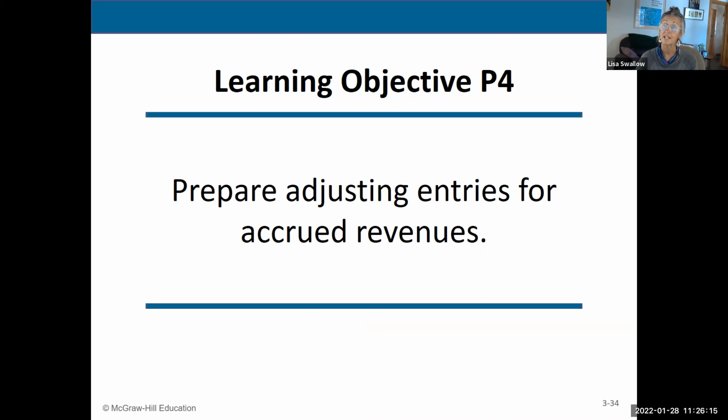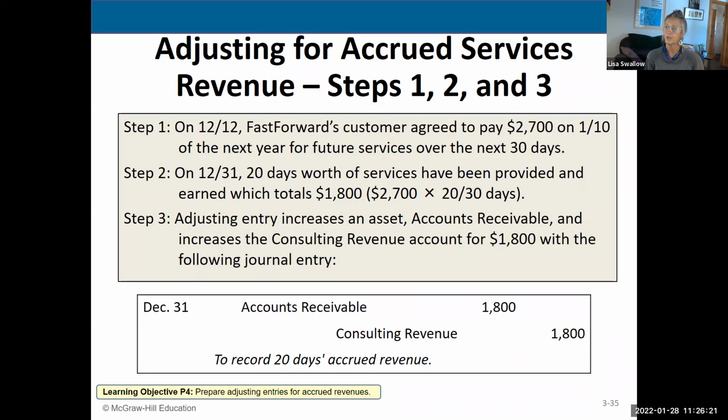Okay, and the last type is an accrued revenue. Again, action first, money later. So here, I've earned some revenue, but I'm not going to get the cash from my client until down the road. So let's see what happened. On December 12th, Fast Forward's customer agreed to pay $2,700 on January 10th of the next year for future services over the next 30 days.